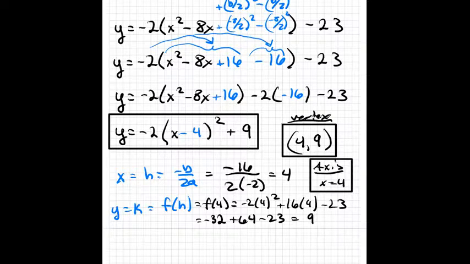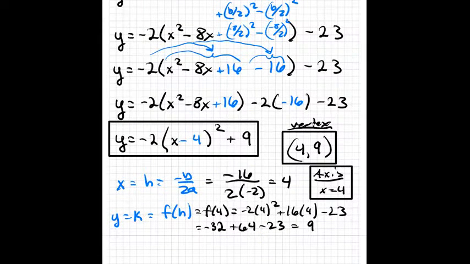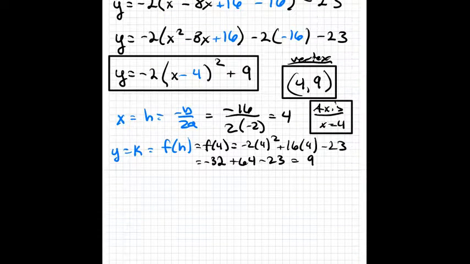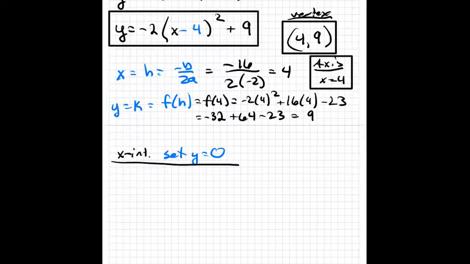And then x and y intercepts. So I usually like to start with the y-intercept first, but I think I'll start with the x-intercept first. To find the x-intercept, what we do is we set y equal to 0. All right, so I'm going to use our standard form. If we set y equal to 0, we're going to have negative 2 times (x minus 4) squared plus 9 equals 0.